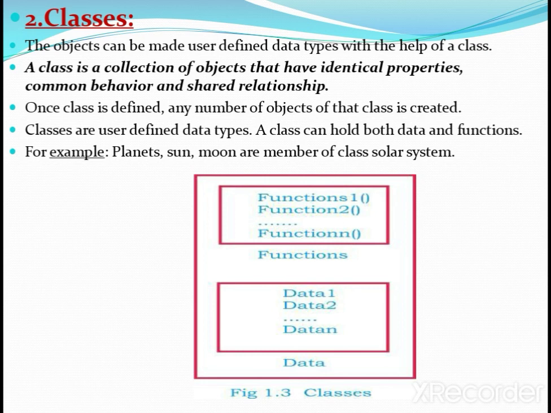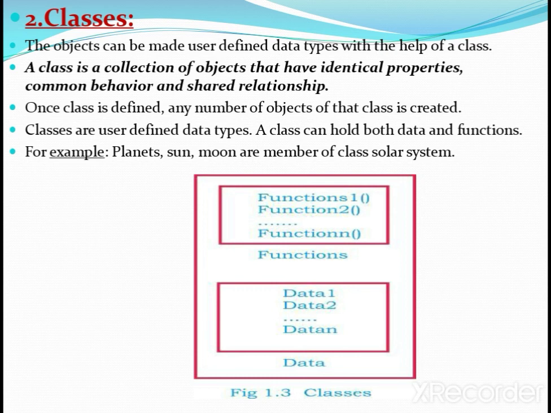Second characteristic of OOP, that is classes. The objects can be made user-defined data types with the help of a class. What is a class? A class is a collection of objects that have identical properties, common behavior and shared relationship.